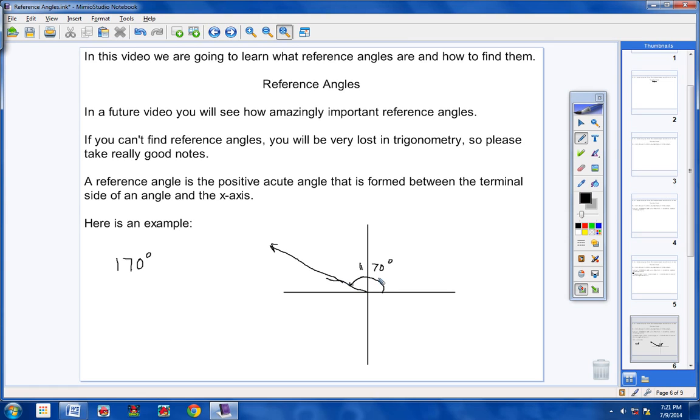Now I want you to find the reference angle for 170 degrees. Well, the definition says it is the acute angle formed by the terminal side, here's the terminal side, and the x-axis. Here's the x-axis. So there, I highlight the angle. That angle right there is the reference angle for 170 degrees. And that reference angle would be what? 10 degrees. Because we know if we start here and go all the way around, that's 180 degrees. So the reference angle for 170 degrees is 10.